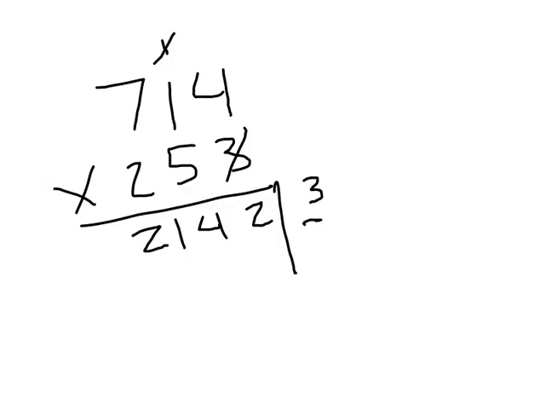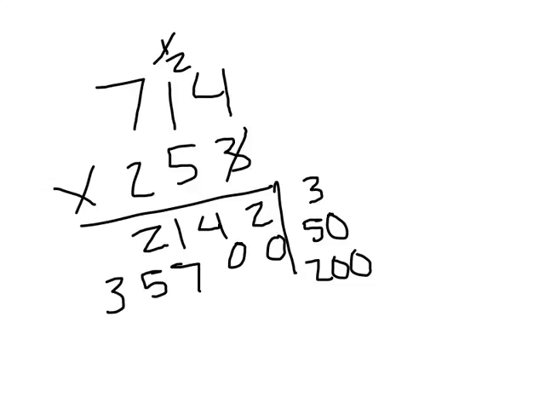Now, 5 is in the tens place. It's worth 50, so I drop 1 0. 5 times 4 is 20. 5 times 1 is 5, plus 2 more is 7. 5 times 7 is 35. I'm done multiplying in the tens place, so I cross out the 5 and the 2. Now, 2 is in the hundreds place, so I need to drop 2 zeros.